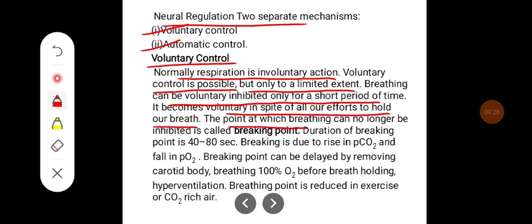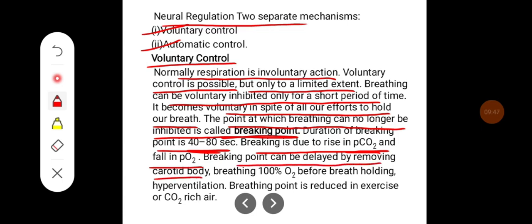The point at which breathing can no longer be inhibited is called the breaking point. The duration to the breaking point is around 40 to 60 seconds. The breaking occurs due to the rise in partial pressure of carbon dioxide and fall in partial pressure of oxygen. Breaking point can be delayed by removing the carotid body, breathing 100% oxygen before breath holding, and hyperventilation. Breaking point is reduced in exercise or in carbon dioxide rich air.